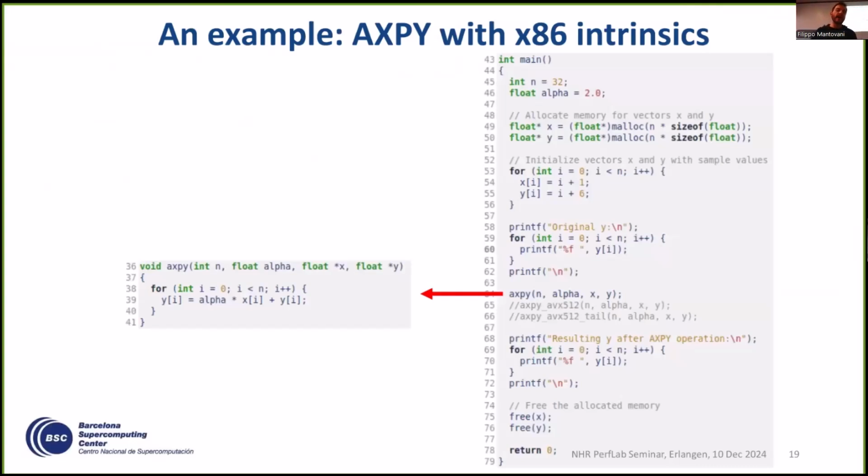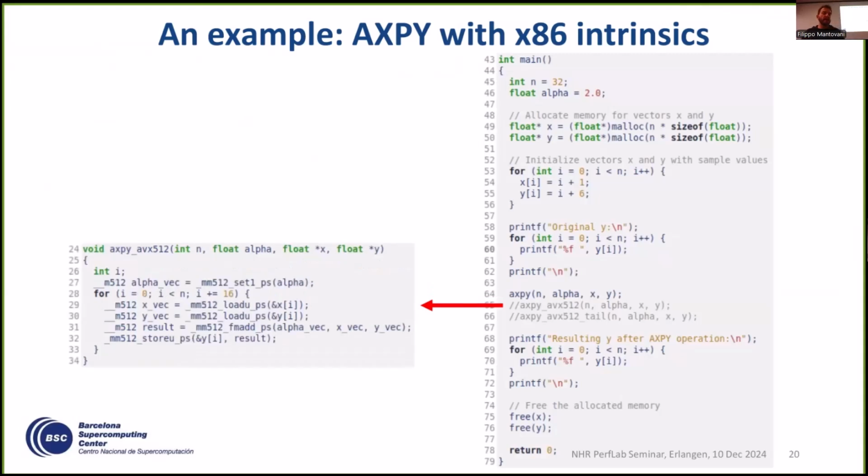Here I took the AXPY, and here you have this AXPY call, in which you have the for loop that is doing the alpha x plus y, and assigning to y. So this is the scalar implementation. If you want to do the Intel x86 implementation with intrinsics, what should you do? Well, you should load first your vector x, then your vector y, and then compute the result and then store your result in the memory, okay?